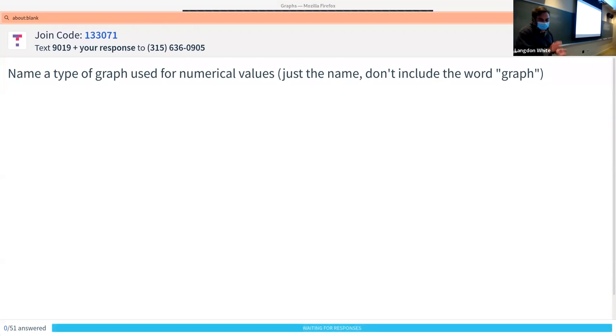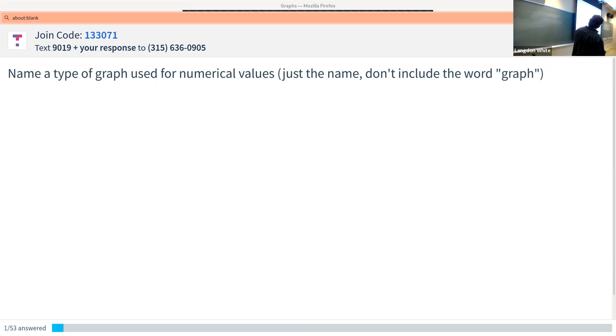All right, so name a type of graph used for numerical values. To get it correct, so I don't have to type every possible variant under the sun, just type the name of the thing in, not the word graph, okay? Oh, and sorry, this is also scoped to the ones we've talked about in class. There are a lot of other types of graphs that we have not talked about that may fit this category.